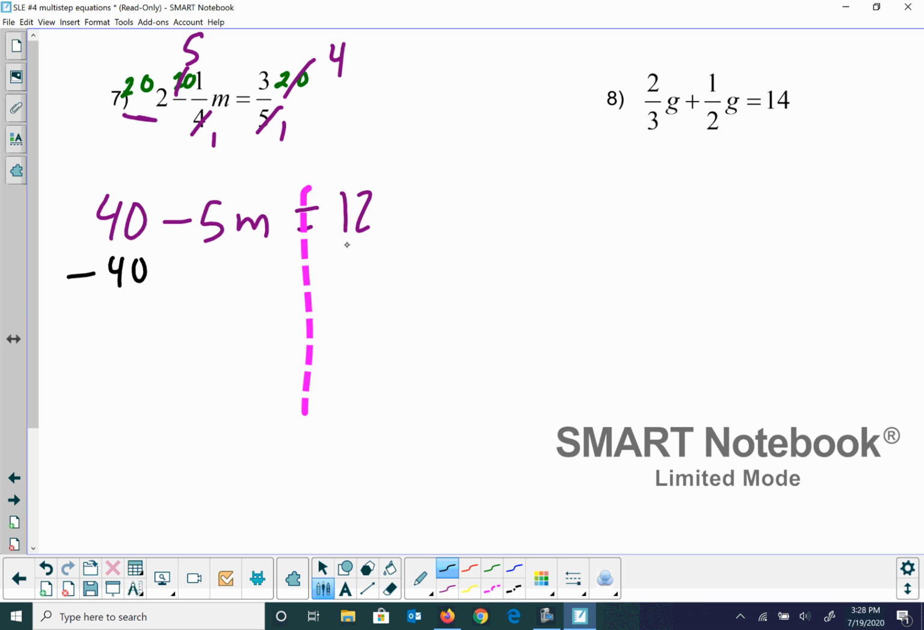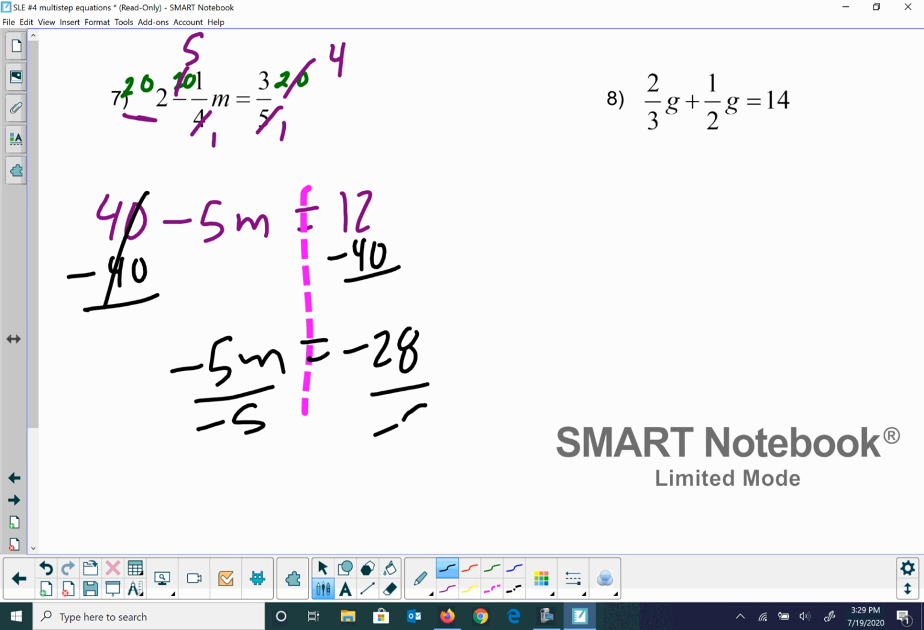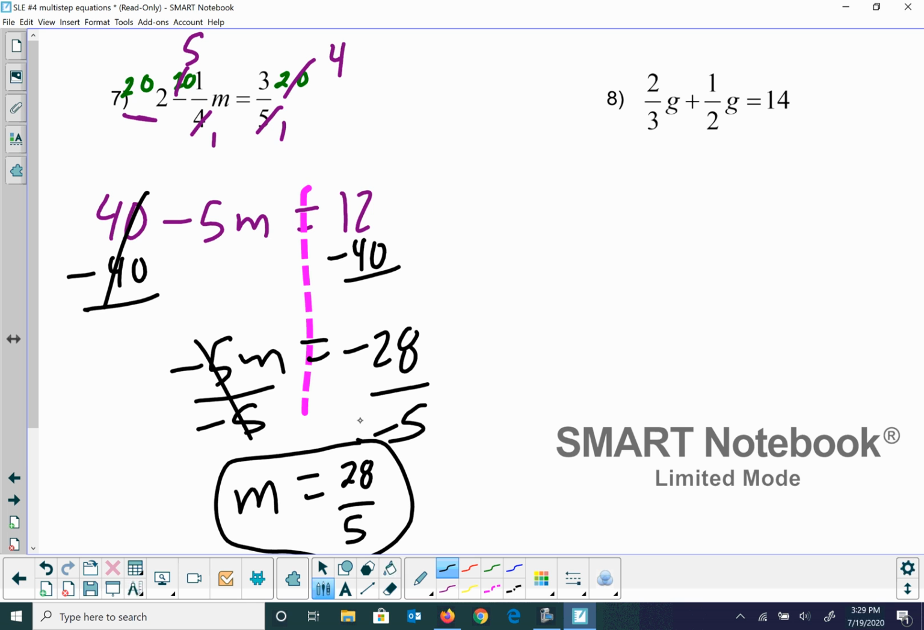Let's subtract 40 from both sides. Those cancel. You have $12 in your pocket. Something costs $40. How much do you owe? Just say negative 28. If so, you got it right. Divide each side by negative 5. Negative over negative is positive. 28 over 5 does not reduce, so I'm just going to get this for an answer. Done.